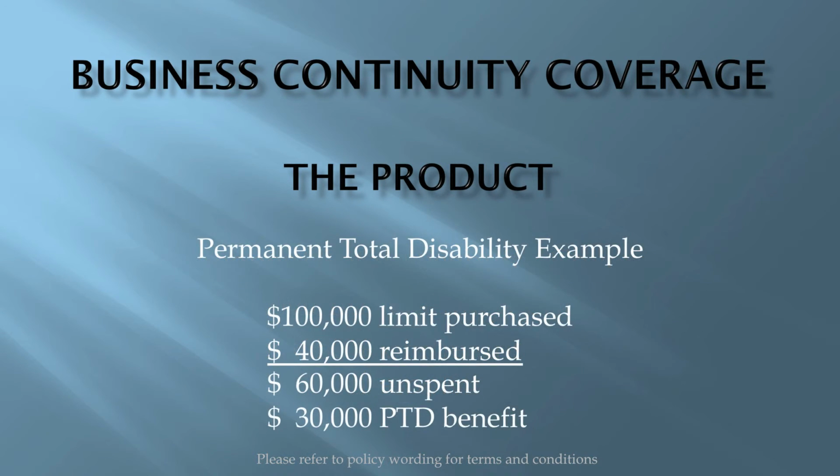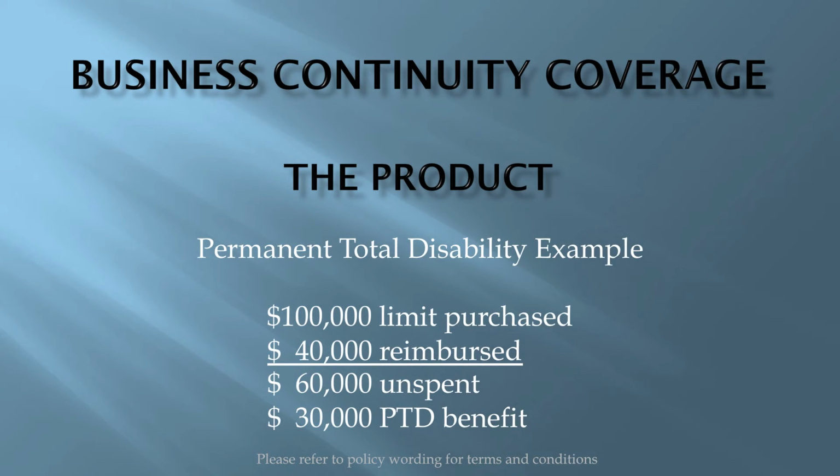As an example, let's assume the company has purchased $100,000 of coverage for the original insured person. If $40,000 is reimbursed under business interruption and covered expenses, $60,000 is left unspent. Therefore, the permanent total disability payment would be 50% of $60,000 or $30,000.